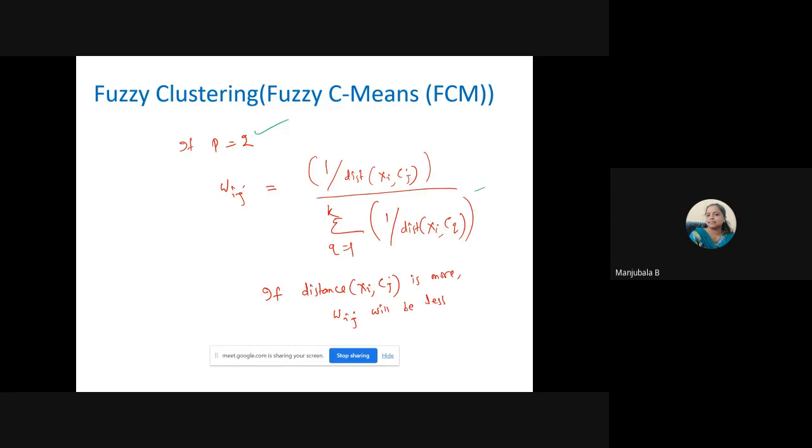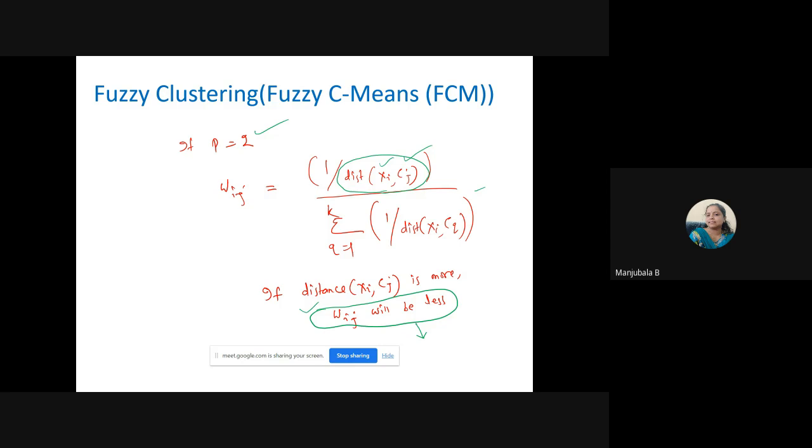Okay. So what you are getting here? If the distance between the point xi and the cluster cj is more, the wij will be less. If the membership wij is less, what does it mean? That means its membership towards that cluster is very, very low. If the distance is very less, that means its membership, or the weightage, will be very high. That means that point will belong to that cluster.